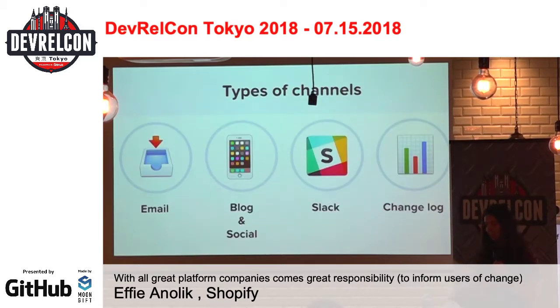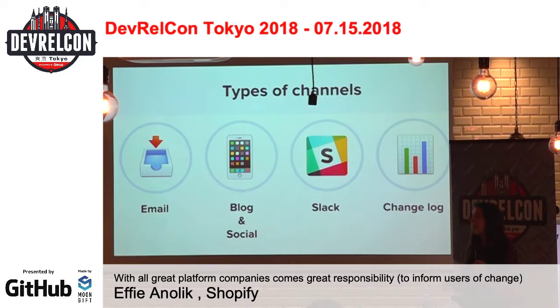So the first thing that you should do is assess the types of channels that are available to you. So we all have email options. Some of us have blogs. Some of us have active social channels. A few of us, actually probably a lot of us, have Slack communities. And then of course change logs. So the first thing to do is assess what's available to you.